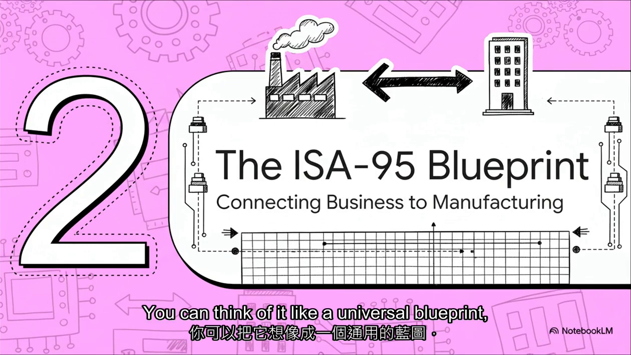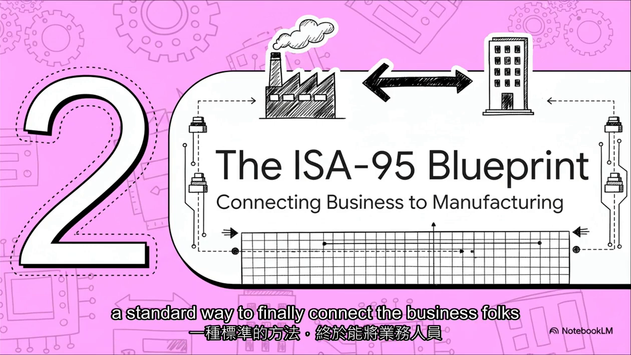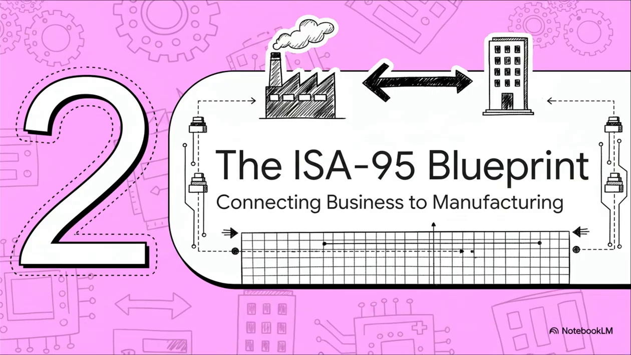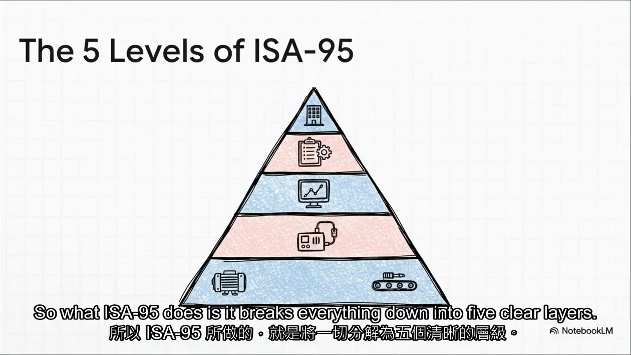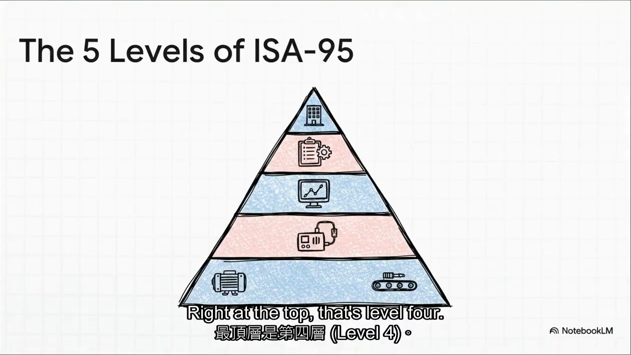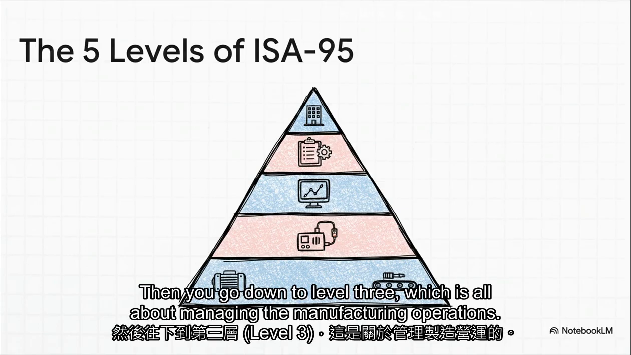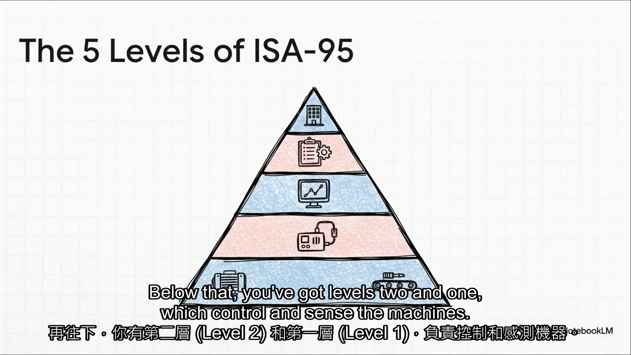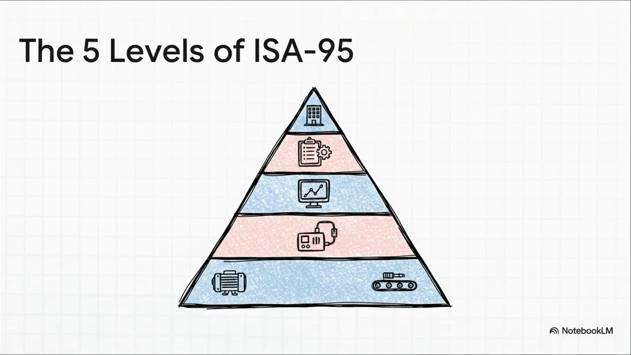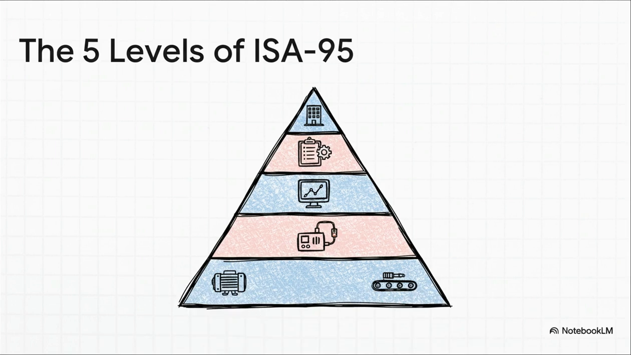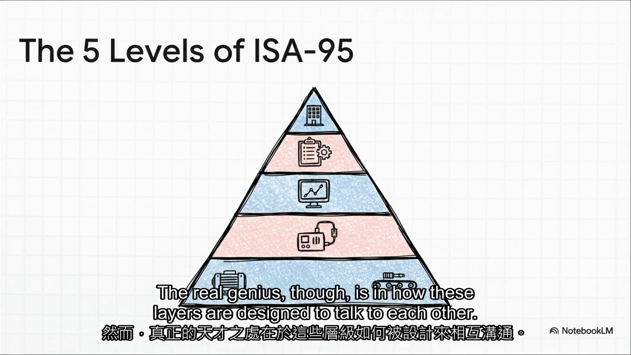You can think of it like a universal blueprint, a standard way to finally connect the business folks in the front office with what's actually happening on the factory floor. So what ISA 95 does is it breaks everything down into 5 clear layers. Right at the top, that's level 4. That's your business stuff, the ERP. Then you go down to level 3, which is all about managing the manufacturing operations. Below that, you've got levels 2 and 1, which control and sense the machines. And finally, level 0 is the actual physical hardware, the motors, the sensors, the stuff that's actually making things. The real genius, though, is in how these layers are designed to talk to each other.